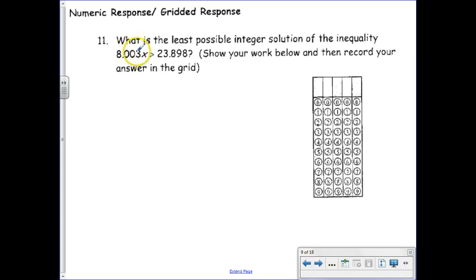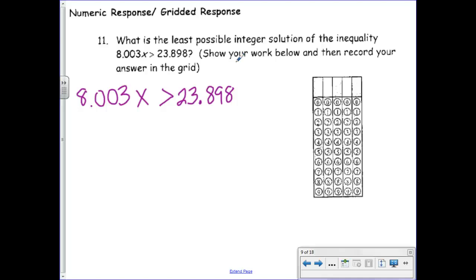Let's keep moving on. Oh, here's another one of these. What is the least possible integer solution of this inequality? 8.003x is greater than 23.898. And this one says, show your work, and then also record the answer in the grid. And the reason we have you practice some of these is because sometimes on the standardized tests, you have to take your answer and get it bubbled in correctly.